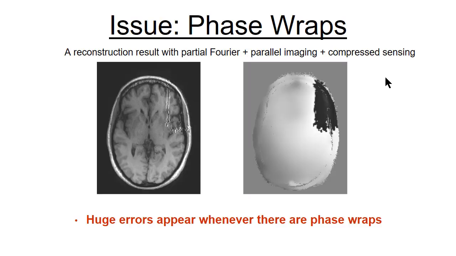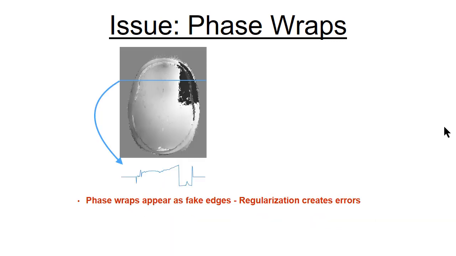Now, if you do this in practice, what you find is that you can actually get terrible solutions. Here's a reconstruction result applied with partial Fourier, parallel imaging, and compressed sensing. You can see there's a huge artifact right here, which corresponds to phase wraps in the phase estimate. And so that's not good. But why does this happen?